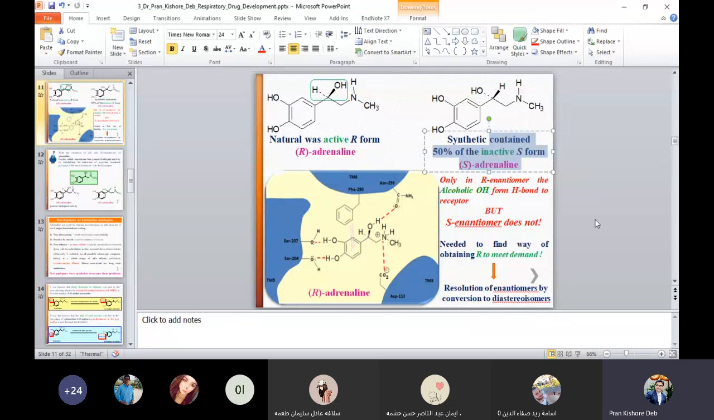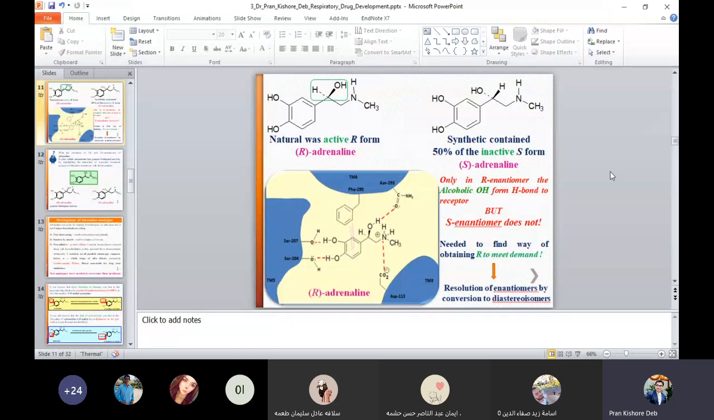All right. Now you read only R enantiomer. Only in the R enantiomer can the alcoholic OH form a hydrogen bond with the receptor, but in the S enantiomer it cannot form, because the alcoholic OH remains below the plane. So there was a need to find a way to obtain R to meet the demand. So resolution of enantiomers was carried out by converting them to diastereoisomers. Just to remember which one is active and why it is active: the potency is mainly influenced by the alcoholic OH group.